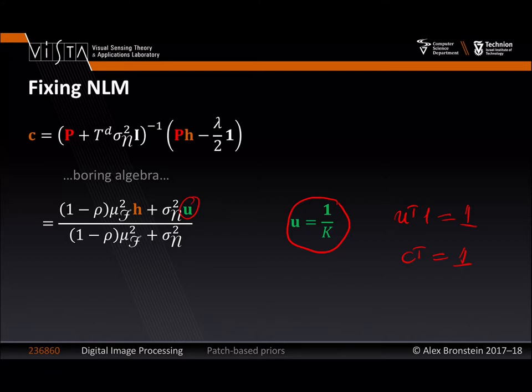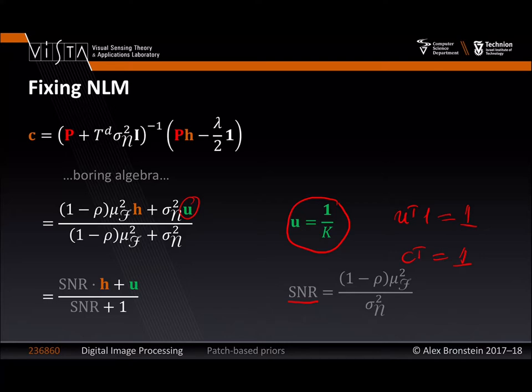Okay, so H's are sharply peaked for those patches that are similar to our patch at point x, and they are close to zero when we are distant in the patch space, basically in the distance between the patches, plus this uniform contribution. So I will define this quantity as SNR. So 1 minus rho, mu squared, this is the power of my signal, over sigma n squared. Okay, so I think of this as SNR. And this is the expression I'm going to get if I reparameterize it in terms of SNR. So I have SNR times H plus U, over SNR plus 1.